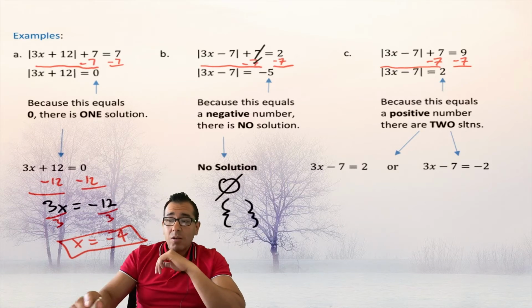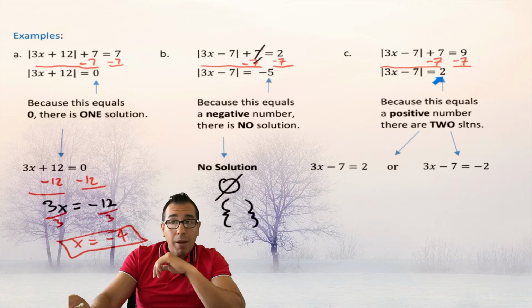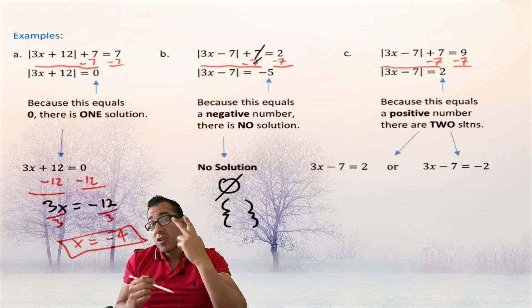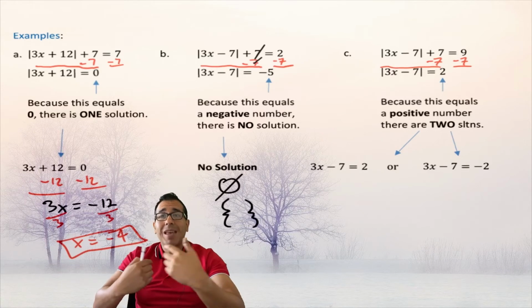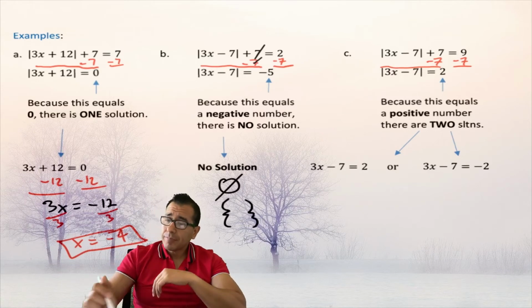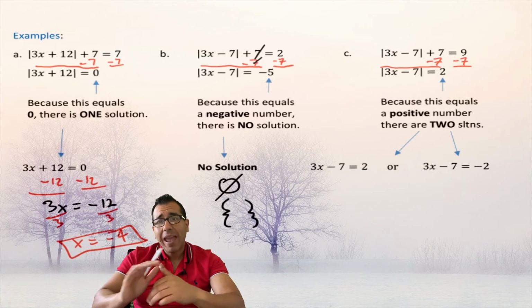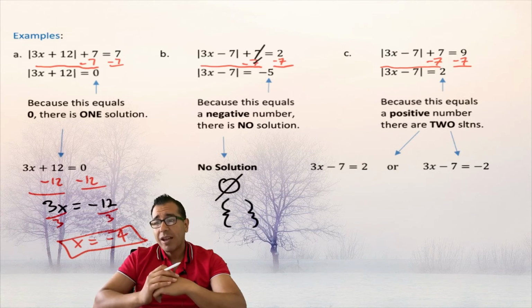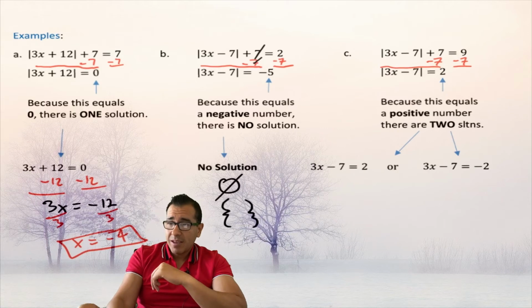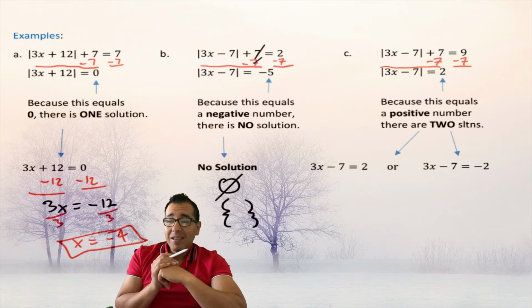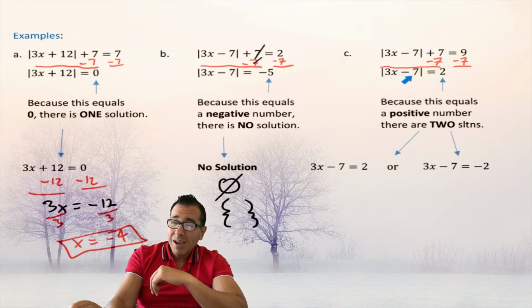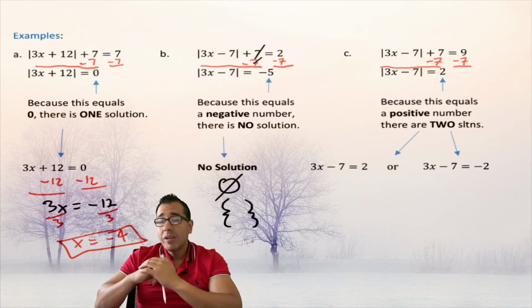So now we have the absolute value equal to a positive number. Because this equals a positive number, there are 2 solutions. I'll keep one, you can have the other. And here's how you handle it. What you do is set that quantity, the 3x minus 7, equal to a positive 2, and you also set that 3x minus 7 equal to negative 2. So you have 2 equations.